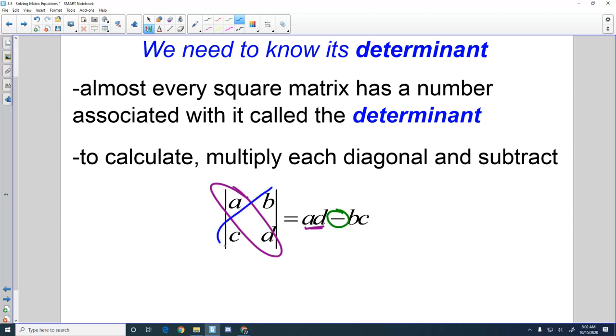Then you take the second diagonal, B times C. And that's just going to be a single number, right? A times D is one number. You subtract the product of another number, and boom. That is the determinant of that matrix. For Cramer's rule, we found the determinant of the coefficient matrix, essentially.